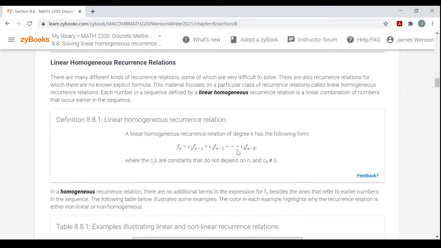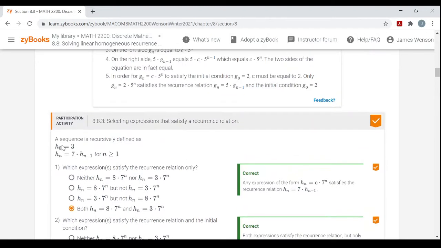All right. So like this one here, h sub n equals 7 times h sub n minus 1. See how there's a linear combination of previous terms and that's it? Nothing else is added. There's just a number times a previous term, plus a number times a previous term, plus a number times a previous term. That's all a linear homogeneous recurrence relation is.